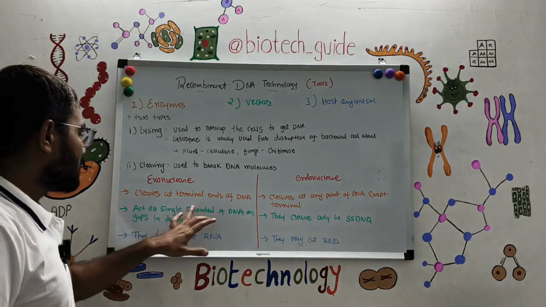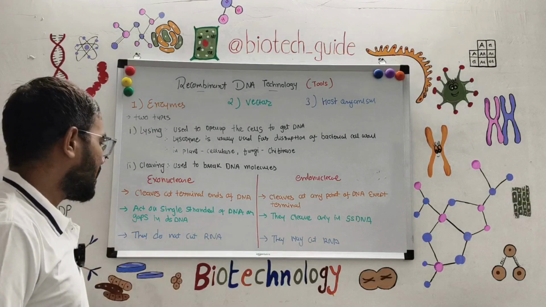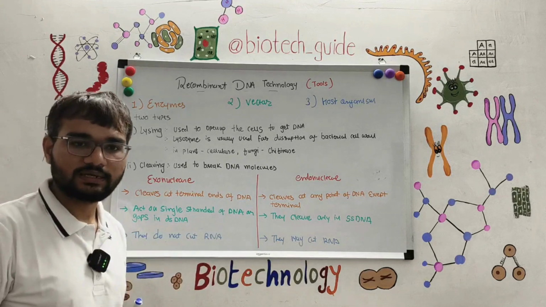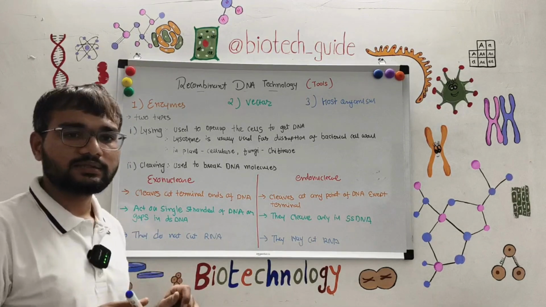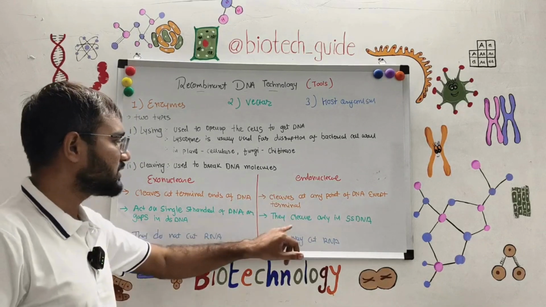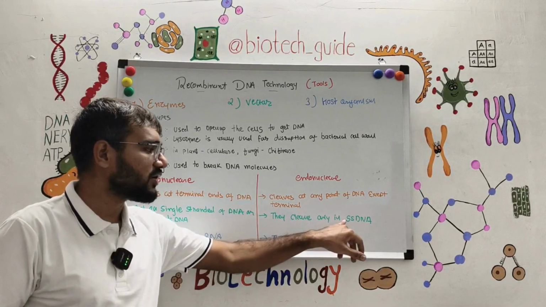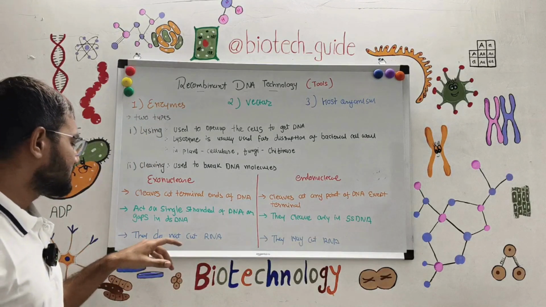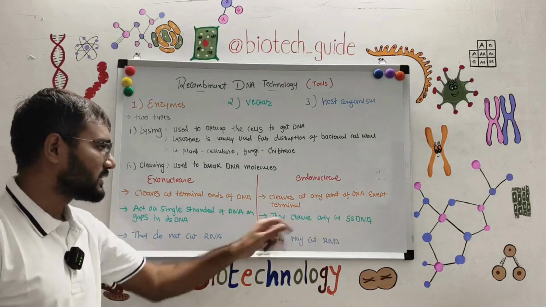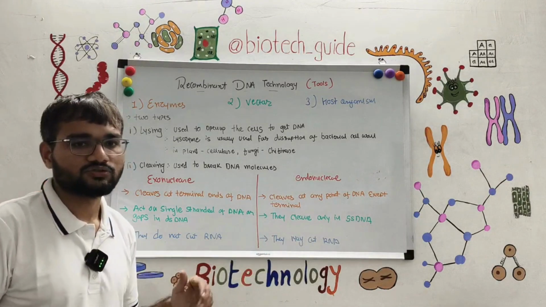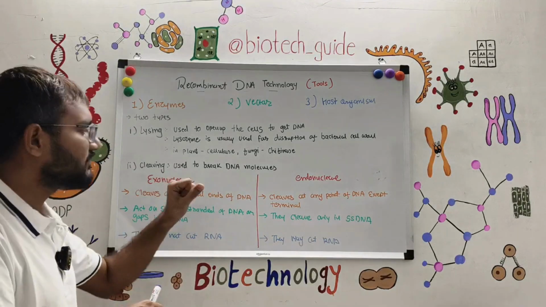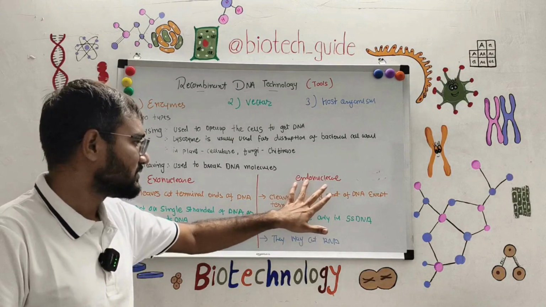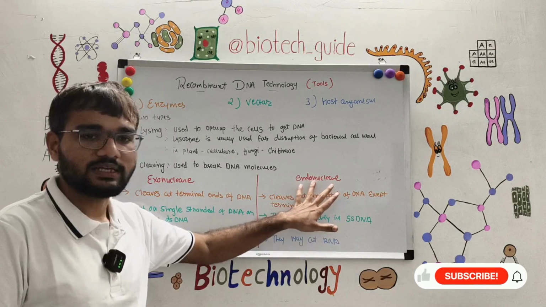Then they act on single stranded DNA or gaps in a dsDNA. So single stranded and double stranded DNA are there, and this exonuclease is applicable in both. But endonucleases cleave only ssDNA, single stranded DNA. Then they do not cut RNA, but here endonucleases they may cut RNA. So these are the further classification of a cleaving enzyme. In recombinant DNA technology, restriction endonucleases, this type of enzyme, is used.